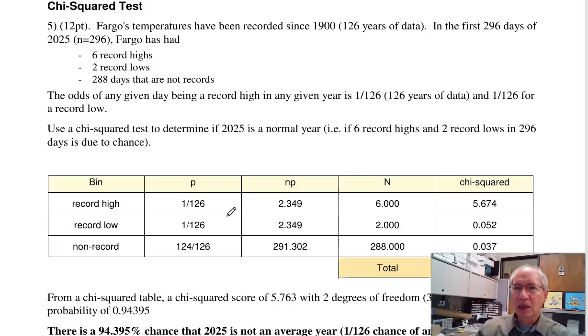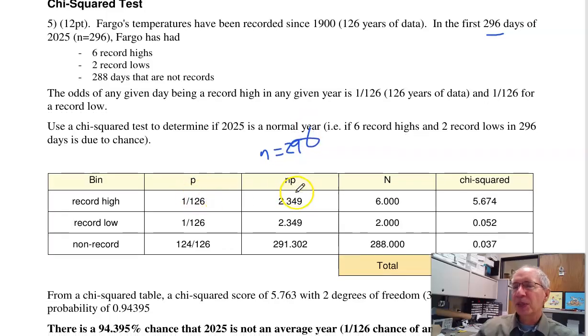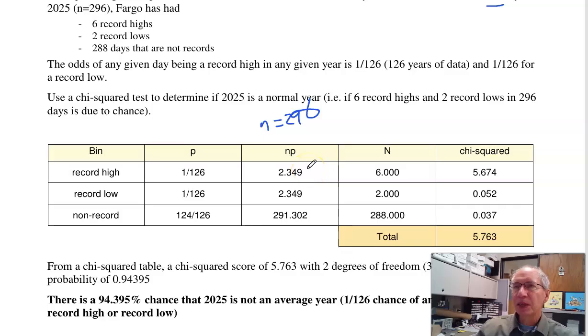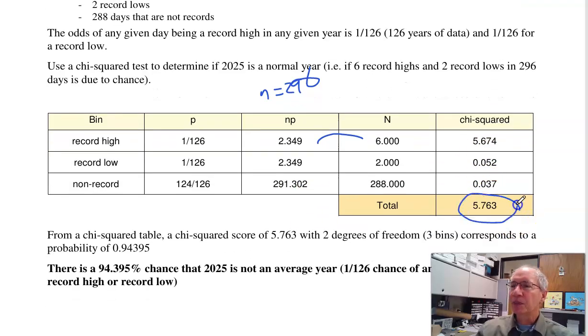There are 296 days, so that's n. Take n times p. This is the expected number of record highs we should have as of today. Expected number of record lows, expected non-record days. Here's what we really have. To do a chi-squared score, I take the difference squared divided by np, difference squared divided by np, difference squared divided by np, add them all up, and I get a chi-squared value.